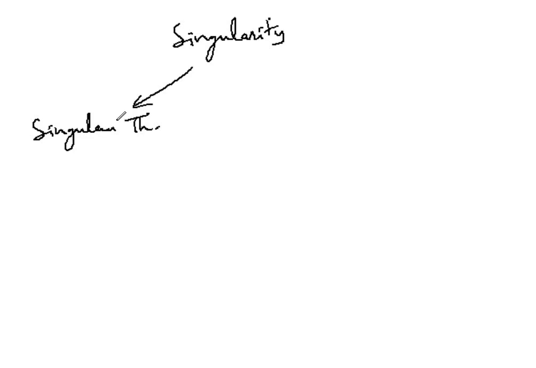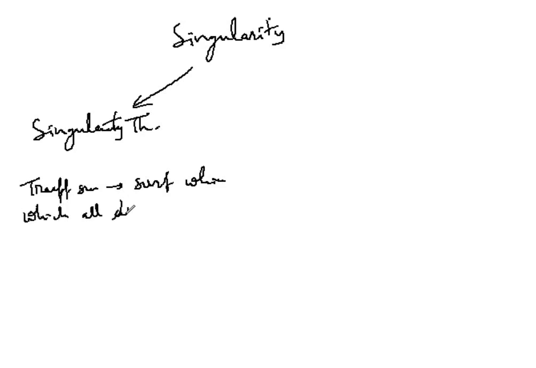Now, in this regard to singularity, let me just mention two very important concepts related to singularity. I am not going to talk about the details. The first one is the singularity theorem. And what's that? Now, let us talk about a trapped surface. A trapped surface is a surface within which all light rays, incoming and outgoing, converge. So this is a definition of a trapped surface.